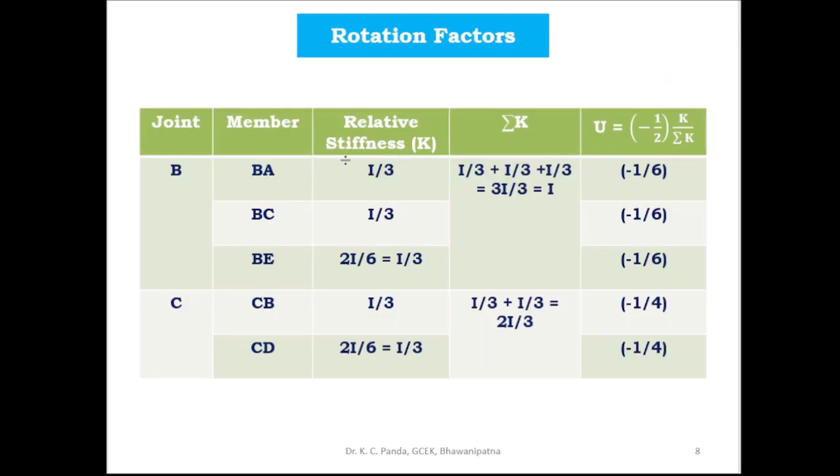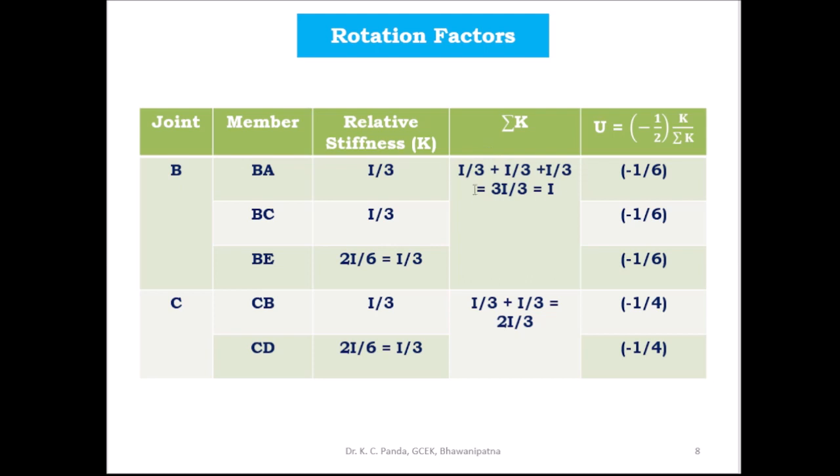So write the relative stiffness of the members in a tabular form: KBA is I by 3, KBC is I by 3, KBE is I by 3, KCB is I by 3 and KCD is I by 3. Then find the relative stiffness of the joint. At joint B, three members meet: BA, BC, BE. This is the relative stiffness of the member BA, KBA, this is KBC, plus this is KBE.